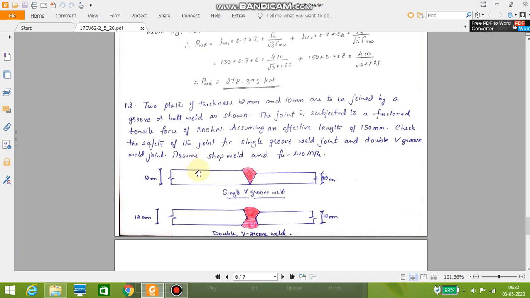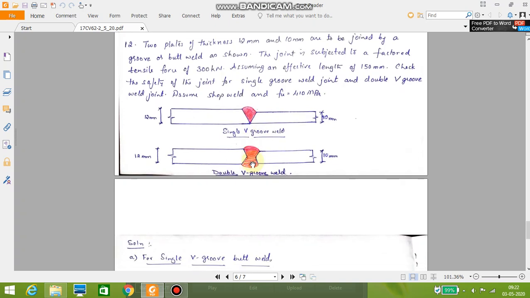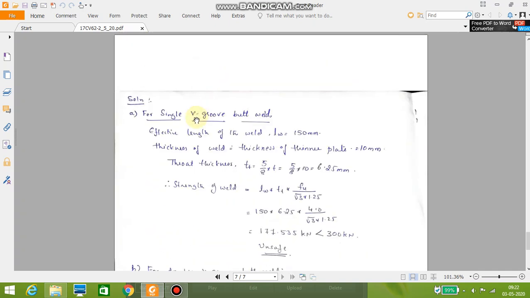I will not discuss much about shop weld and site weld because you know all those things. These are given along with the problem. This is 12 mm, this is 10 mm, this is a single V groove and this is a double V groove. In double V groove there will be a full penetration of the weld. So first let us go for the single V groove welding.